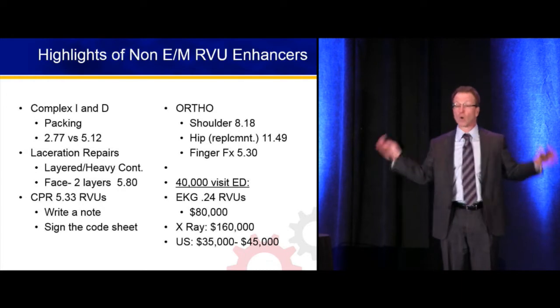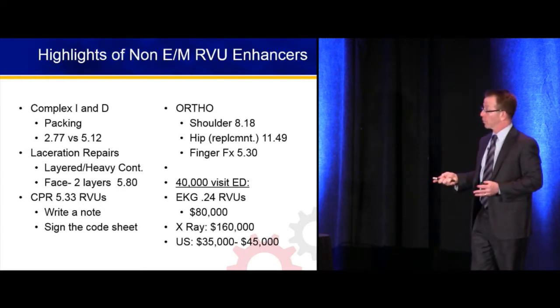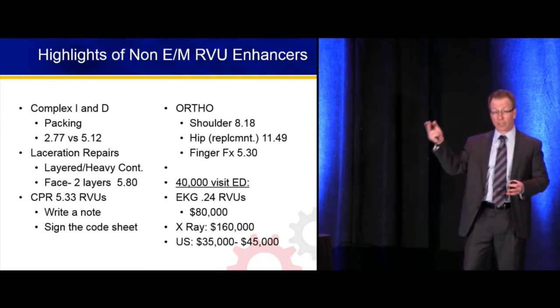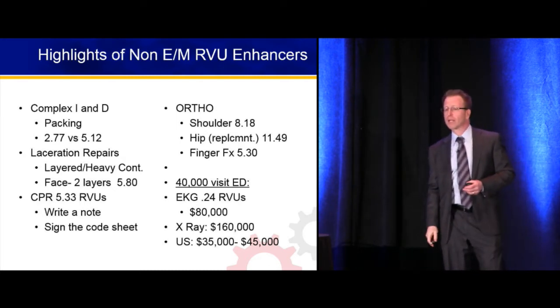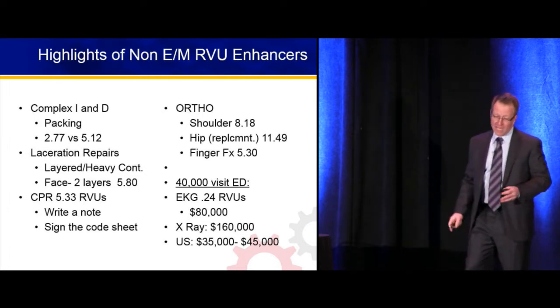If you leave here with just one fact, take that back to the home shop. Demonstrate that you're performing a complex I&D, packing, probing, breaking up loculations, according to the Coder's Desk Reference. And what was a 99285? 4.90 RVUs. Complex I&D, 5.12, more RVUs than a 99285. Laceration repair.